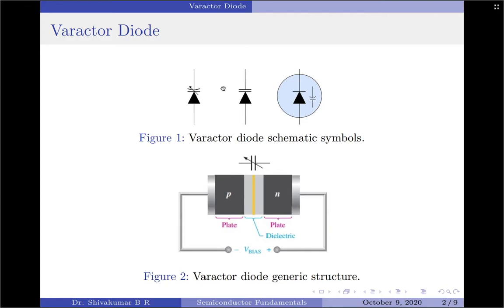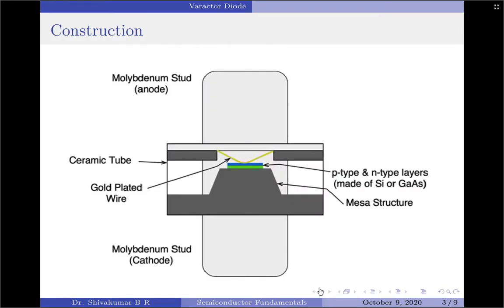Let us now look into the construction of a Varactor diode. A Varactor diode consists of P-type and N-type semiconductor layers sandwiched together with the N-type layer attached to a MESA structure. The table-like structure you're looking at here is the MESA structure. For conventional diodes, the P-type and N-type semiconductor layers are uniformly doped with impurities to improve the conductivity. But in the case of Varactor diodes, the concentration of impurities near the PN junction is very less and it gradually increases as we move towards the layer's other surface.